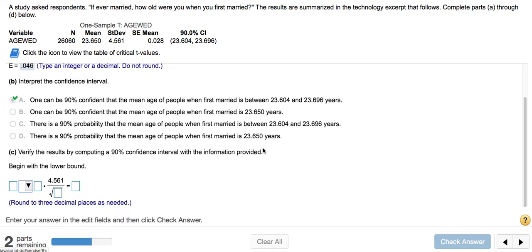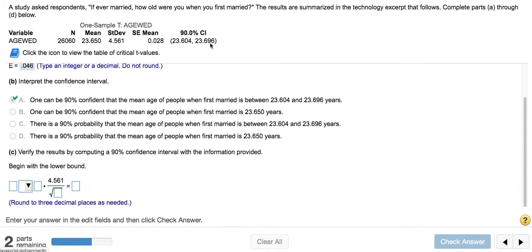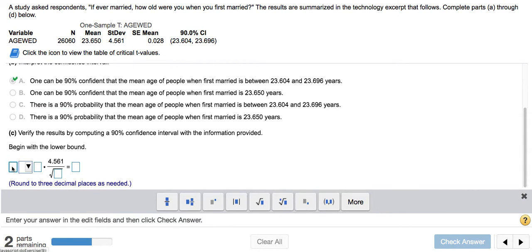Okay, and part C is just having us verify the numbers, the endpoints of this interval. And the way this works is you have to start at the mean, and you're going to either add or subtract a number to get the endpoints. So it's asking us to start with the lower bound. So how do you go from the middle to this lower bound of the interval? First here we're going to enter in the mean, which is 23.650. Okay, and first we're going to subtract because we're starting in the middle and we're going down.